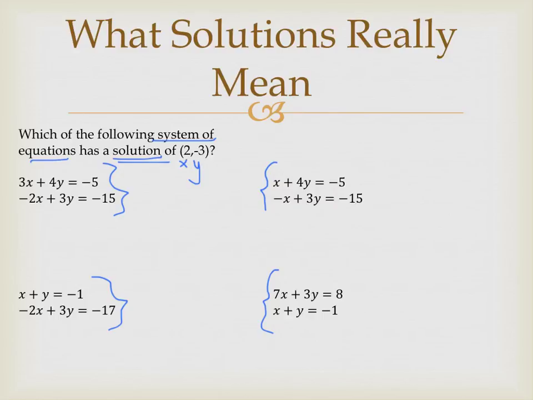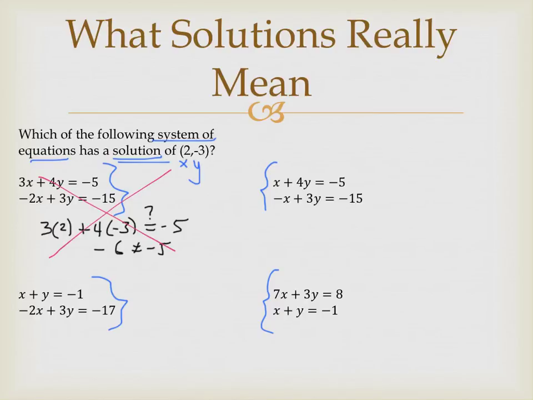All right, so we'll rewrite this first equation here. In place of x, we'll substitute a 2. In place of y, we'll substitute in a -3, and we'll say, does it make -5? That'll be 6 minus 12. It's -6. That does not equal -5. So since 2, -3 is not a solution right here, we know that this answer choice is wrong. Cross it out.